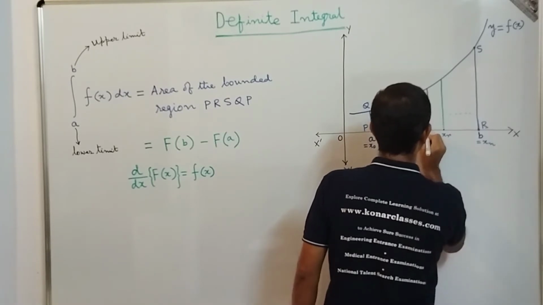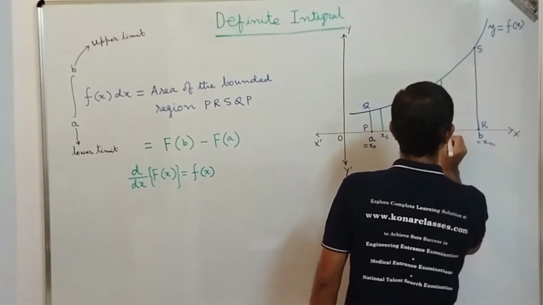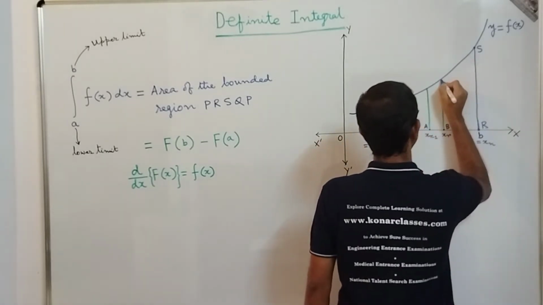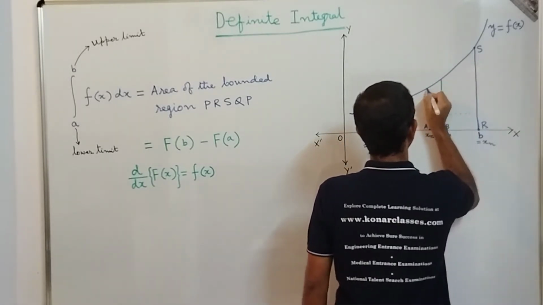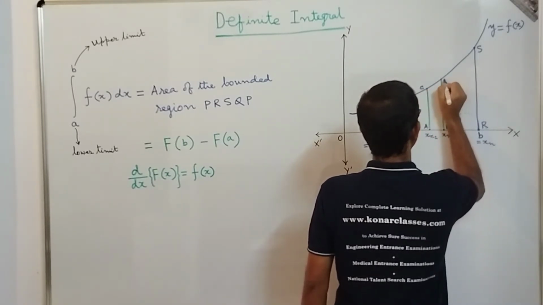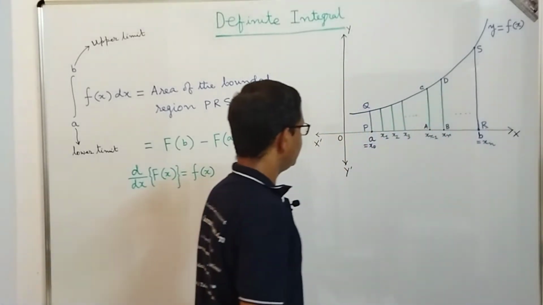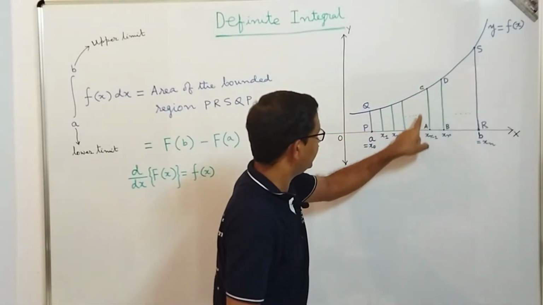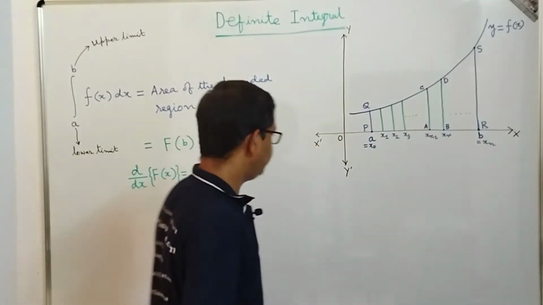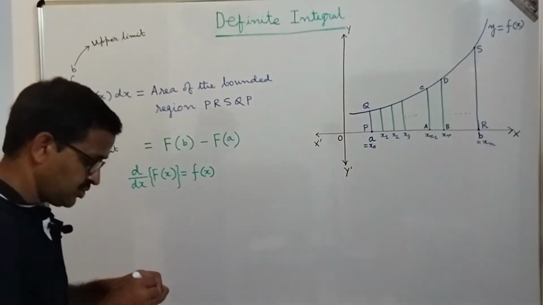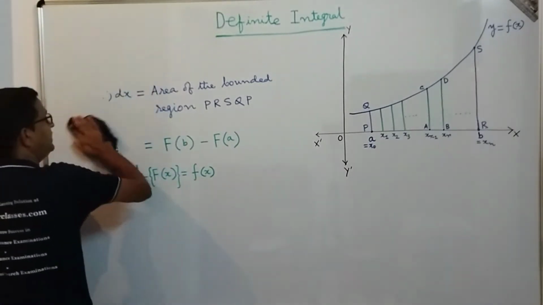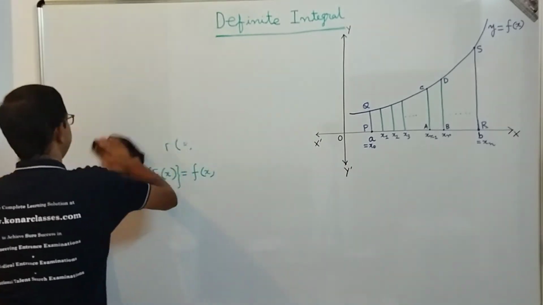Suppose this is the point A, this is the point B, this is the point C, and this is the point D. So let us now focus on finding the area of the region ABDCA. Let me clean this portion. We are going to evaluate it here.